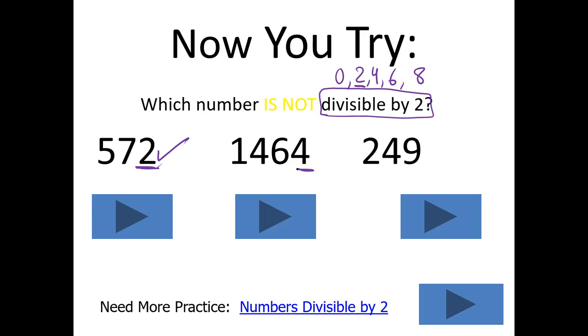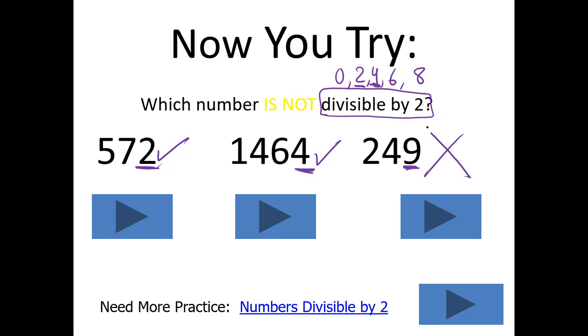What is the ones digit here? 4. 4, yes. So it's one from these numbers. So yes, divisible by 2. Here, 249, the ones digit is 9. Do we have 9 here? No. 0, 2, 4, 6, 8. There is no 9. So the ones digit is 9. It's not an even number. So it's not divisible by 2.